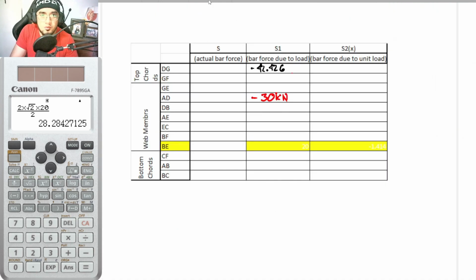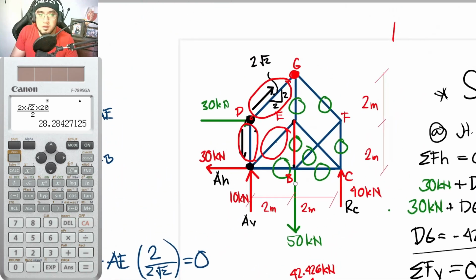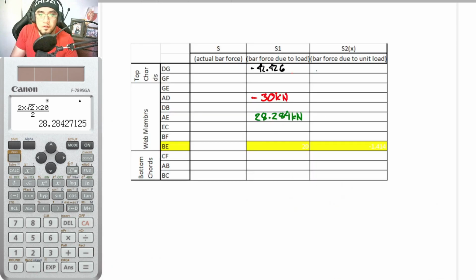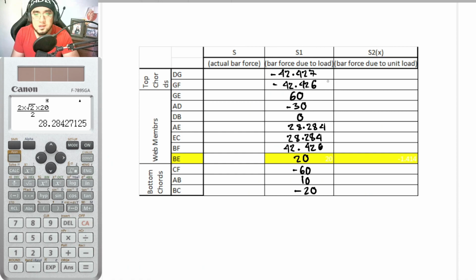So that is, what was that once again? AE. So AE is equal to 28.284 kilonewtons. Okay, so there is nothing new in the next procedures. In order for you to fill all of this up, you will now make use of method of joints for all of these joints. And you can now actually solve for all of this already. So if you have already solved for all of this, these are now the bar forces due to the load.